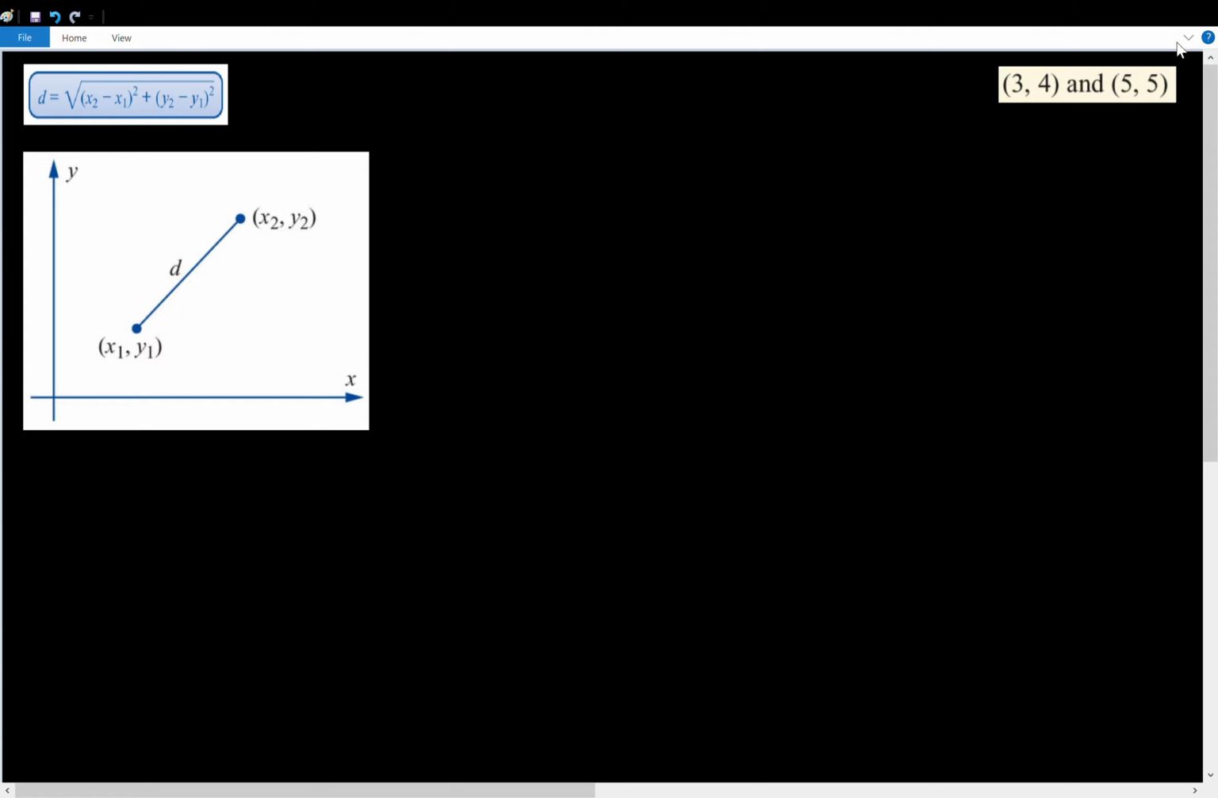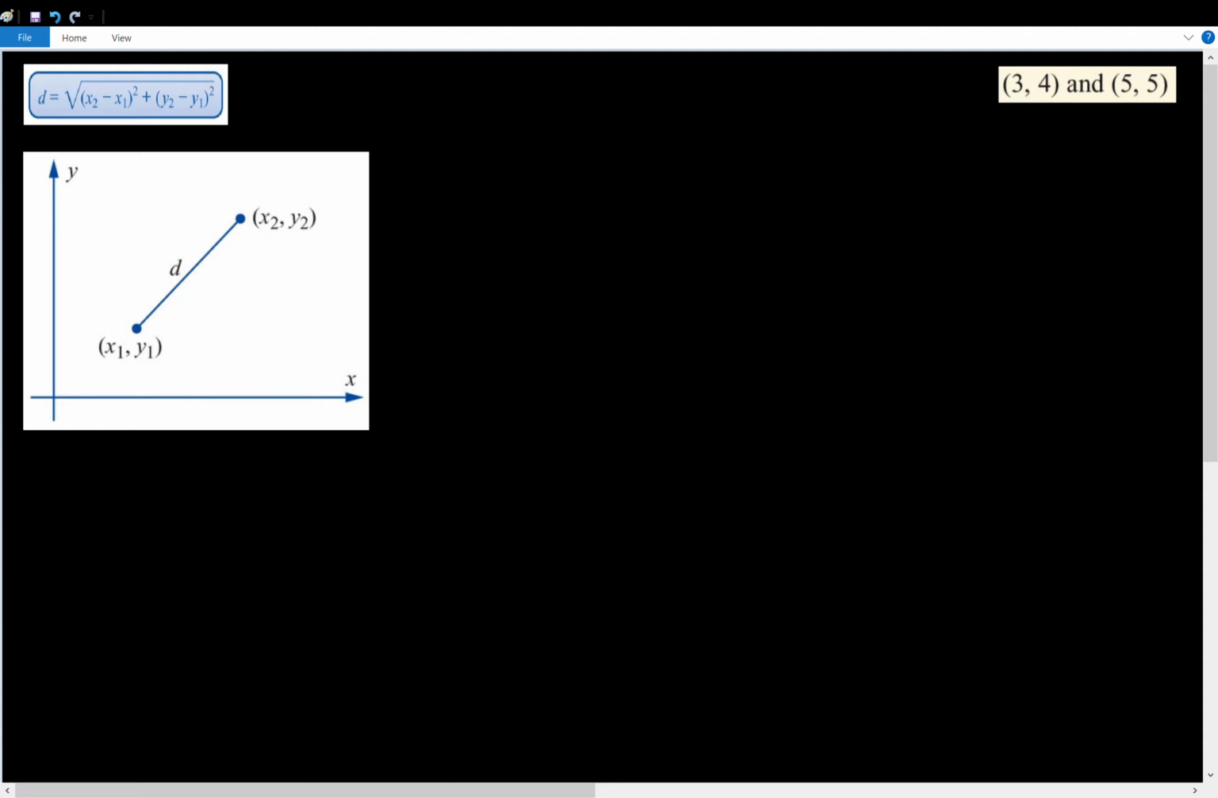In this video, we're going to take a look at the distance formula and explain how that works out. So, the formula for the distance between 2 points in coordinate geometry is given as the square root of (x2 minus x1) all squared plus (y2 minus y1) all squared.